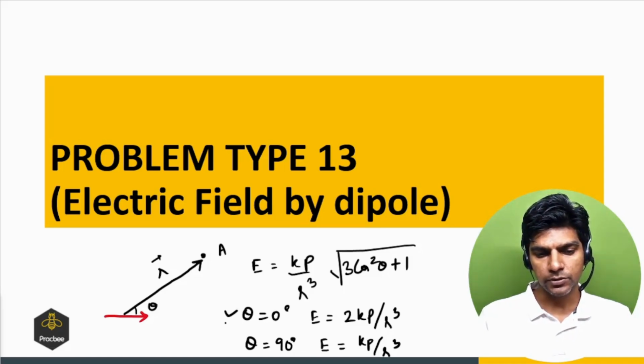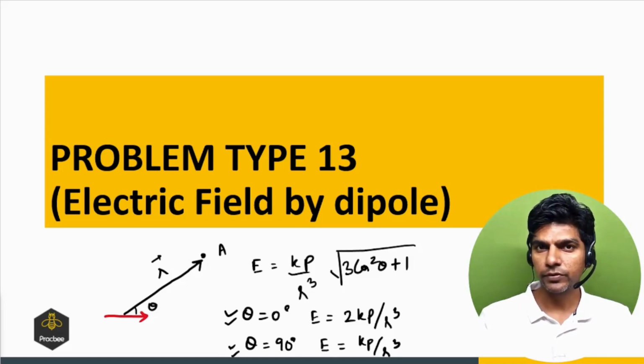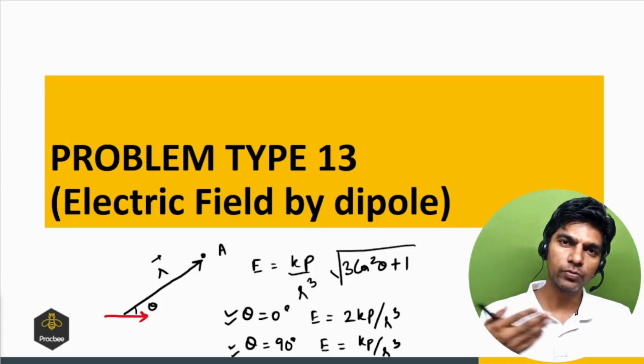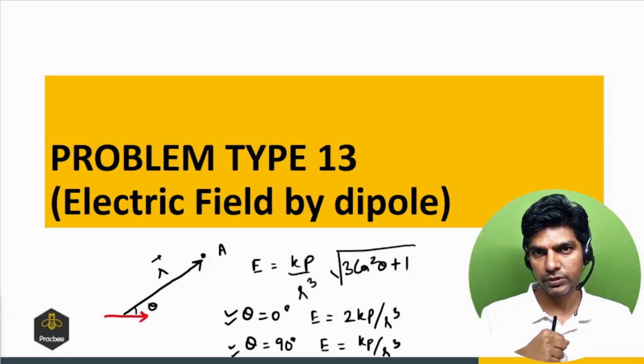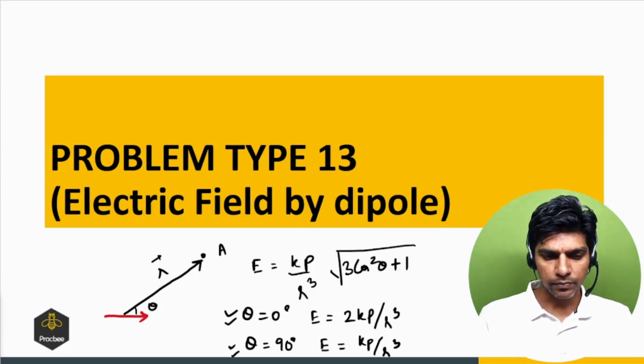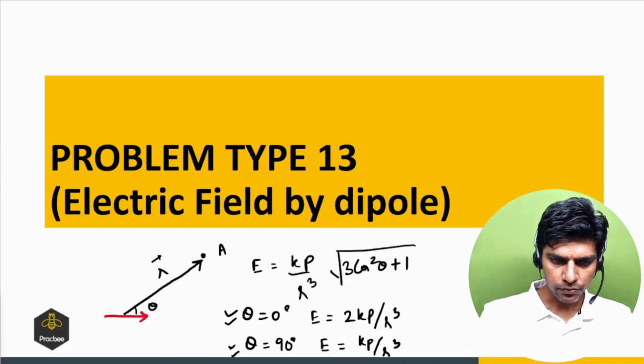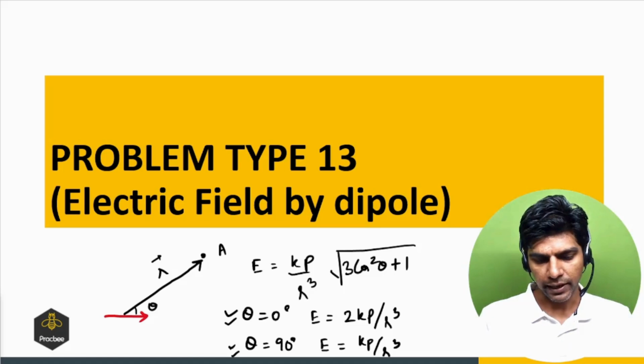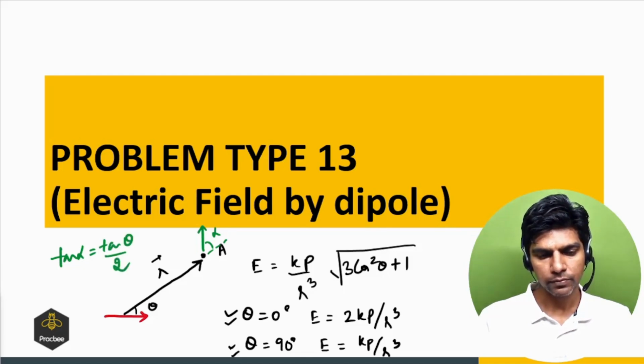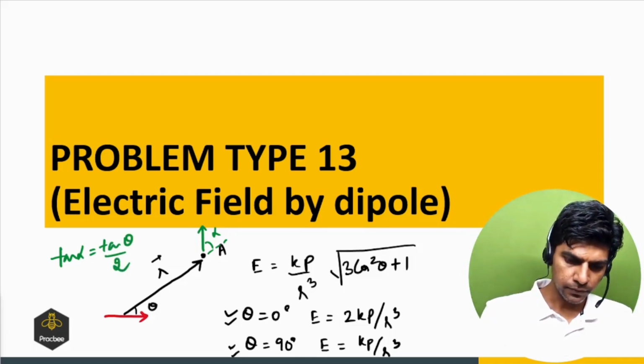So this is the case of axial position, this is the case of equatorial position, and in equatorial position the direction of the electric field is opposite to the direction of the electric dipole moment. Right, so if we want to find the general angle, the angle made by the net electric field at A with the r vector, let us say this angle is alpha. So tan alpha will be equal to tan theta by 2. Got it?